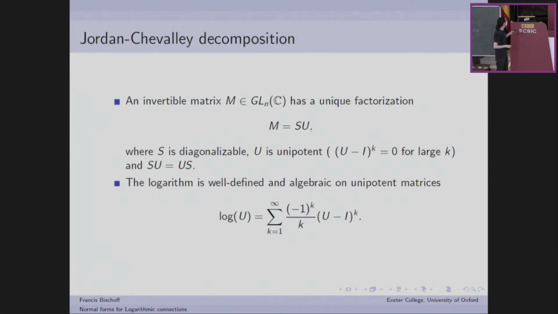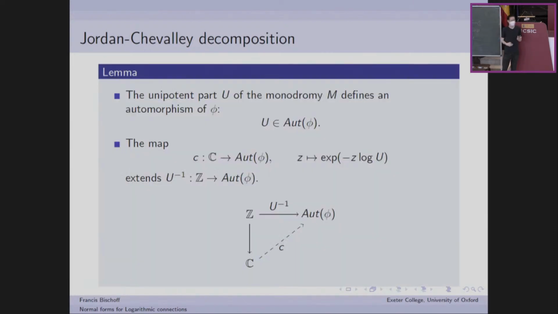Okay, so I want to now apply this to the monodromy of a representation. And this is the following lemma. If we have a monodromy, we take its unipotent part, U, and it turns out that this defines an automorphism of the representation. So it varies smoothly, and it's an automorphism.